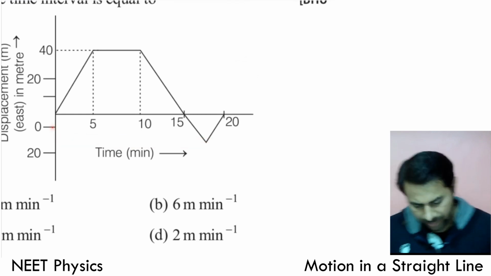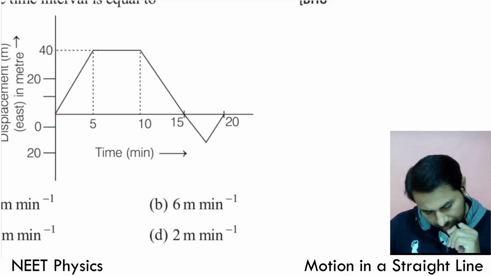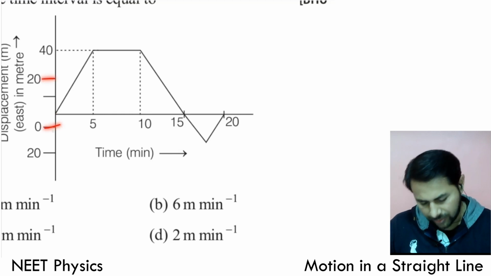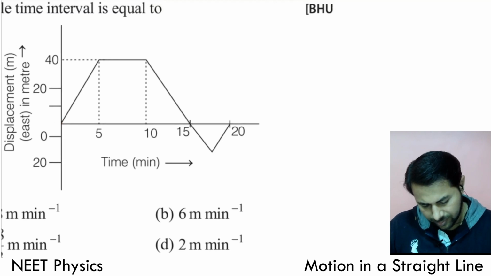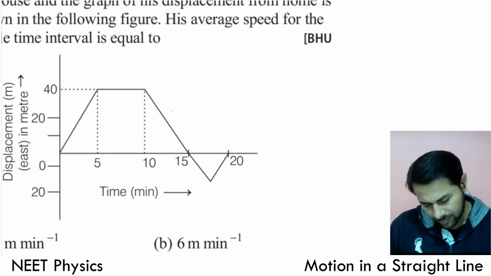Oh, the graph is not good. The graph is starting from here. Okay. I guess it should start from 0. But this is 0, this is the 20. What would be this thing? 5 or something? I think this is a misprint.